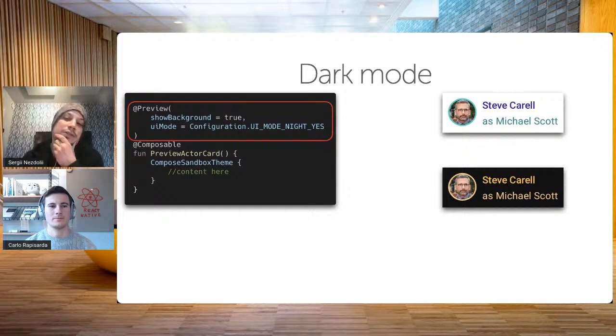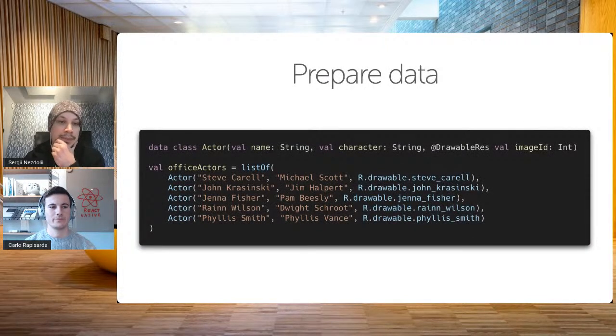But what if we want to show several actors in the list? Because that's a more common case for us. First of all, let's prepare some data for that. We'll just declare the data class, which will have the name, the character, and the drawable for the image. And we'll generate five different actors here who are all from the office.